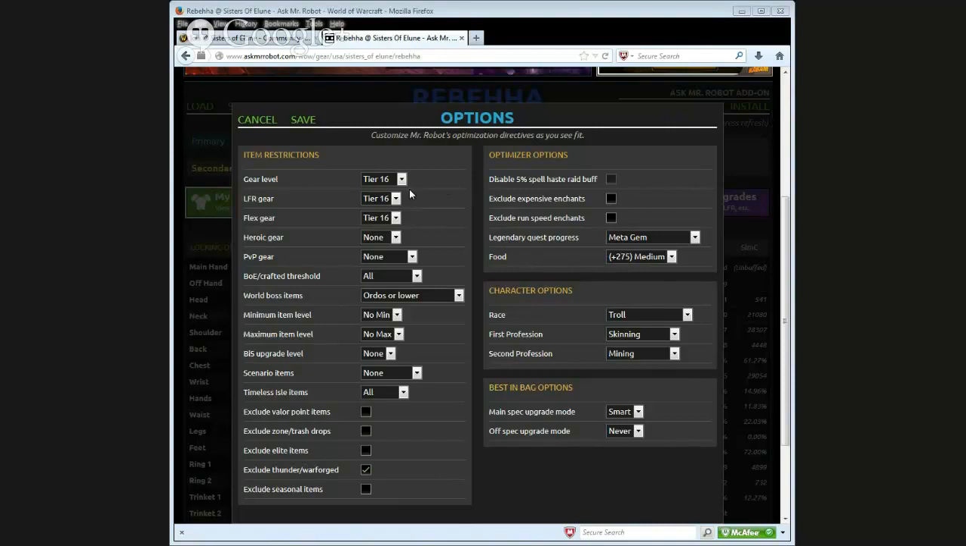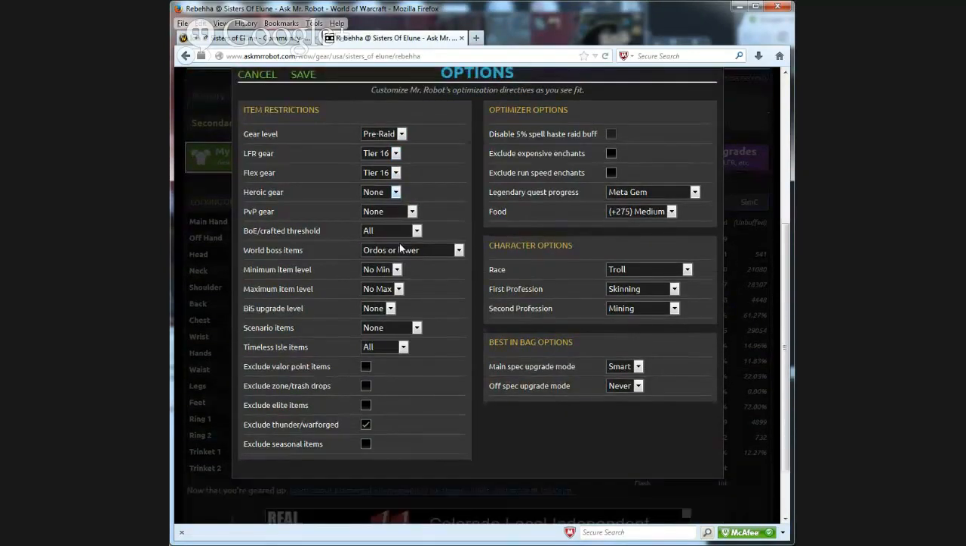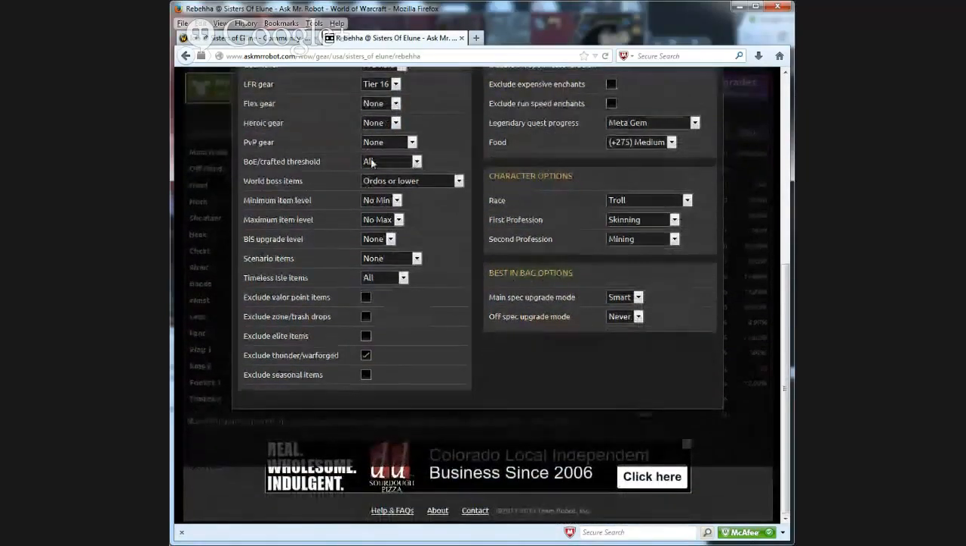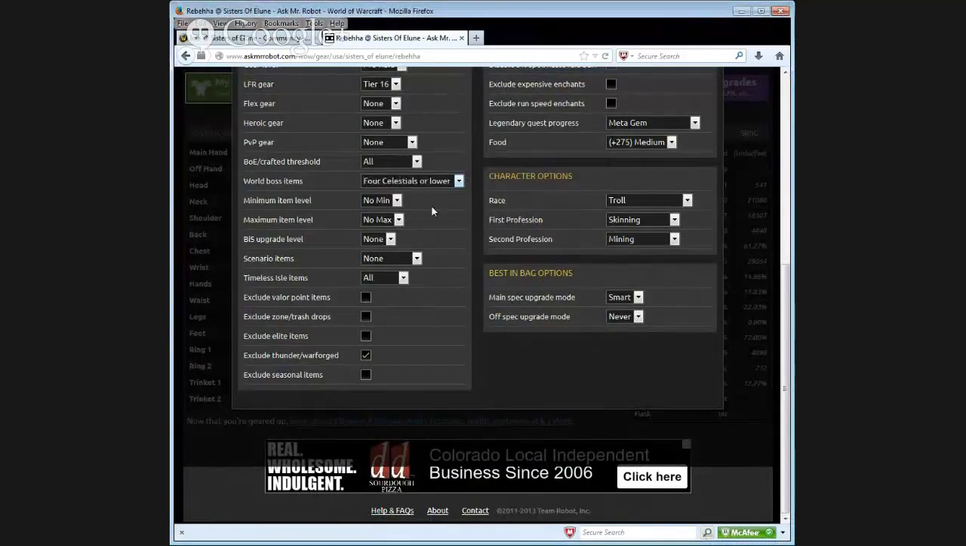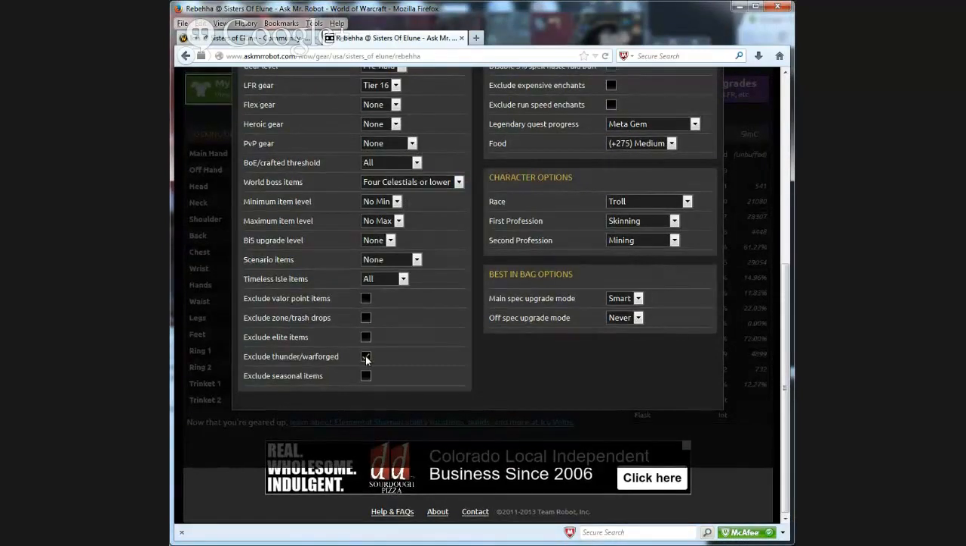So what restrictions did you put on it? For gear level, you had it for what tier? Pre-raid. Pre-raid, okay. And did you allow flex or no? I did, yeah. Okay, and no heroic? No, I turned flex off, because that's not readily available to me either. Oh, okay. And I changed World Boss to 4 Celestials, and I excluded Thunder Warforged items. Okay. All right, I'll go ahead and do that.